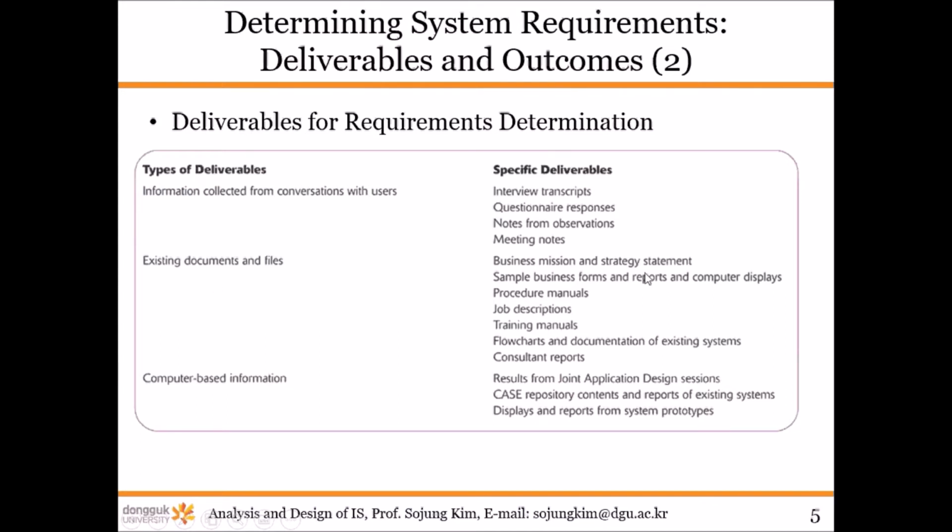Business mission and strategy statement, sample business forms and reports, and computer displays, also procedure manuals, job descriptions, training manuals, flow charts, and documentation of existing systems, consultant reports, right? And computer-based information includes 3 items. Results from joint application design sessions. We will mention about JAD sessions in the following slide. Then case repository contents and reports of the existing system, and displays and reports from the system prototypes. Got it?